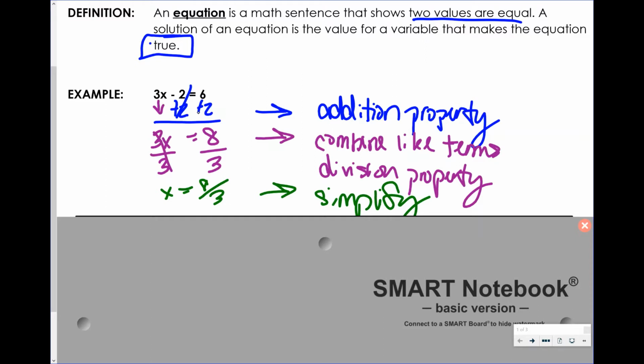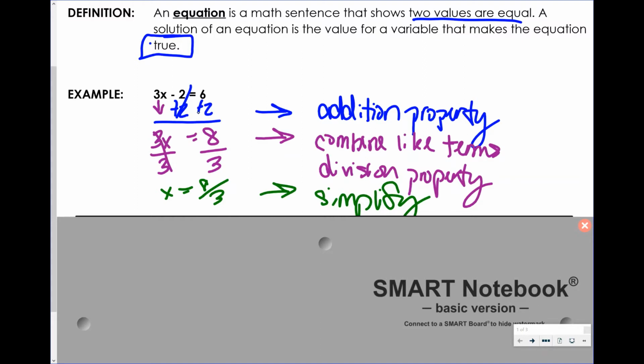And this is where you combine like terms. Then I've got to get x by itself, so I divided by 3 on both sides, which is the division property. 3x divided by 3 is just 1x, so it's x. So x equals 8 divided by 3, which gives me 2.666, a repeating decimal. So it's 8 over 3. So I simplified the answer. And that is how you do it. Okay?